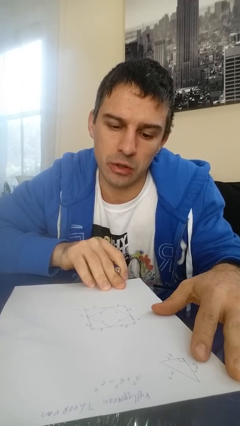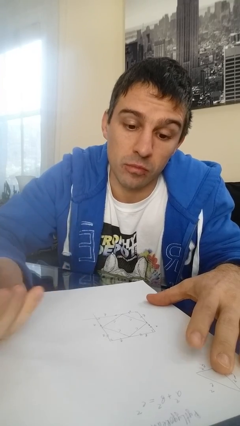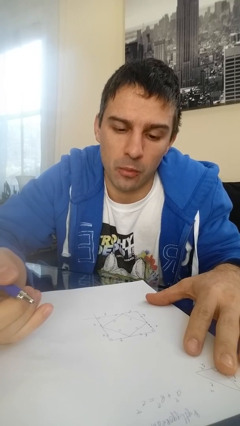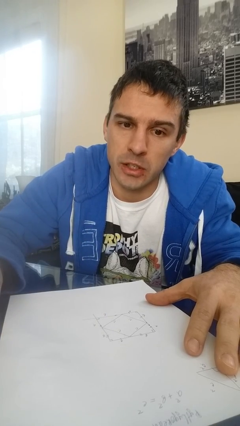Alright, so now we have a large square, let's call it that for right now. And we have an inner figure with four sides C.